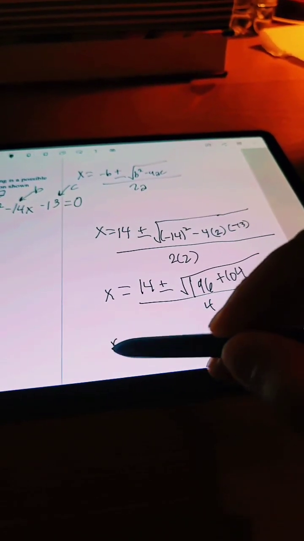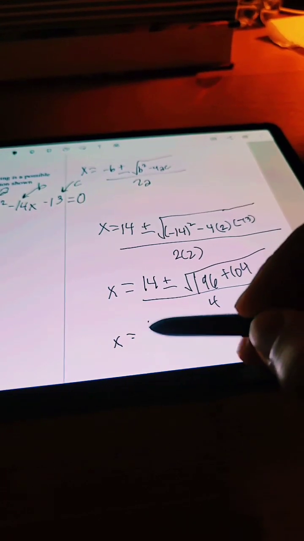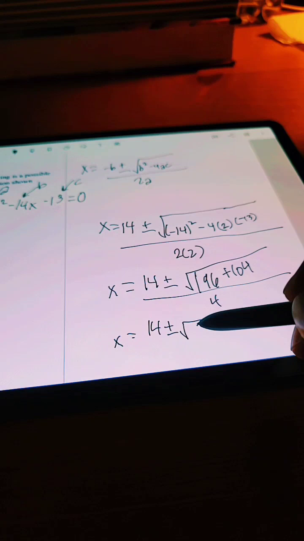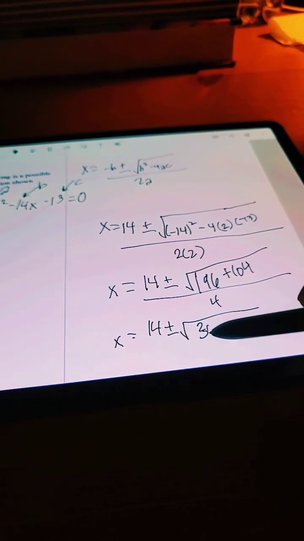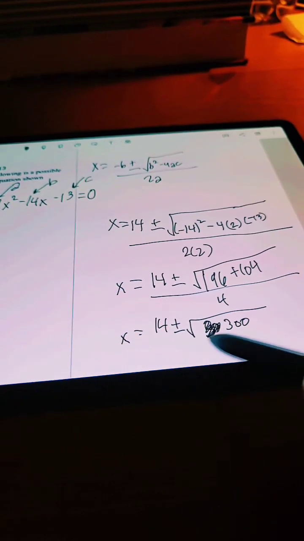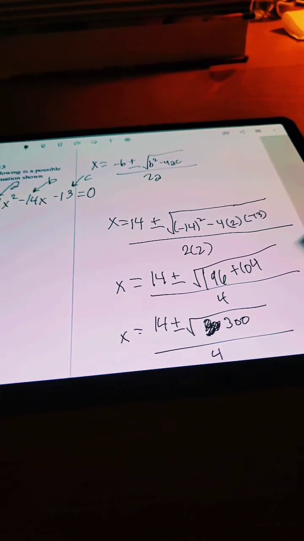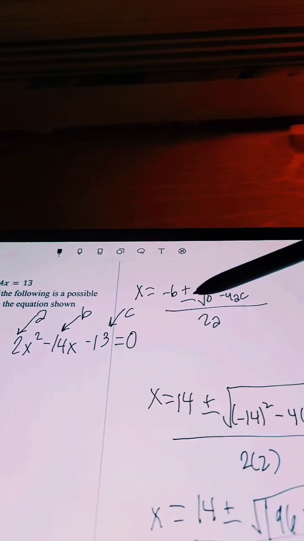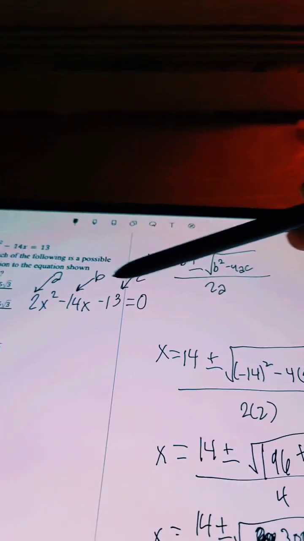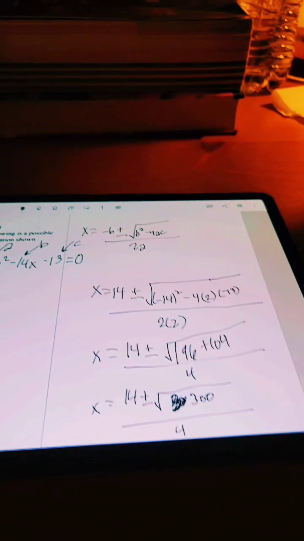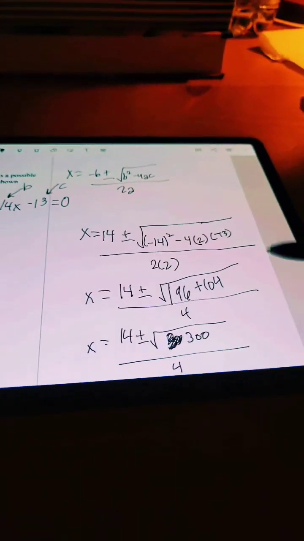So now I have x is equal to 14 plus or minus the square root of, if I add all that up, that's going to be 300, not 200. That was a terrible 3. 300 over 4. Someone asked why is it plus or minus, because that's what the formula indicates. So we're plugging in a, b, and c based off of the quadratic formula, which includes a plus or a minus. It says you could plus or minus this.